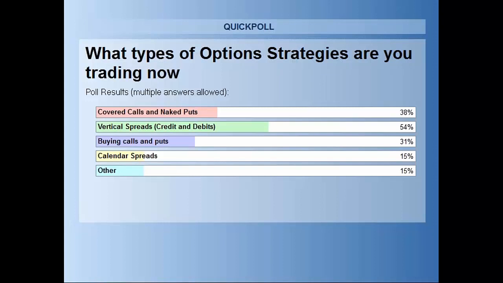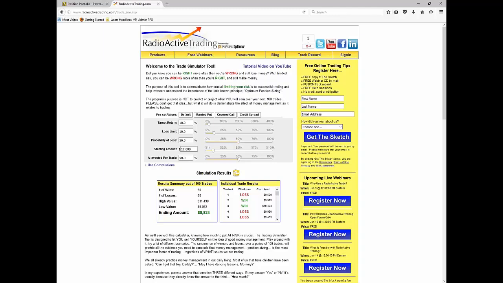Some of you might be doing butterflies or iron condors, which sort of count in the credit spreads. William had mentioned he's doing married puts. John put in that he's doing collars as well. Okay, so let's talk about a long-term trading plan and long-term goals.